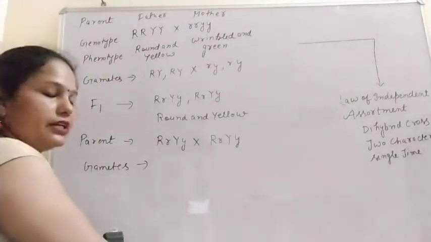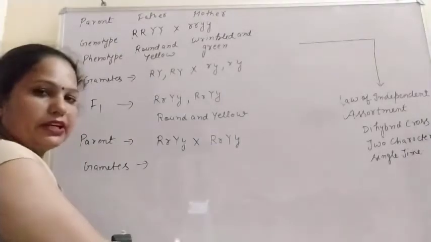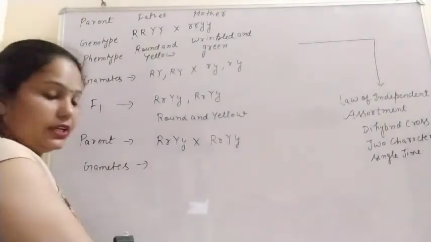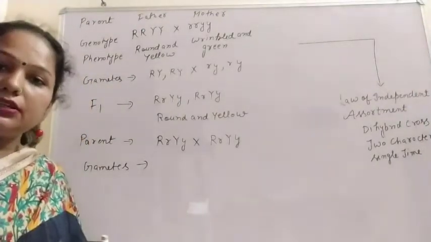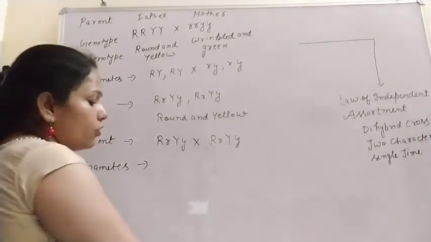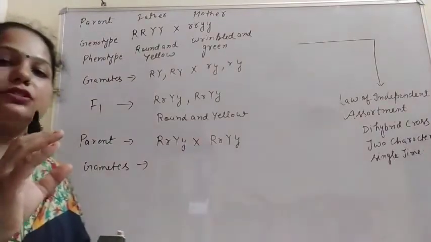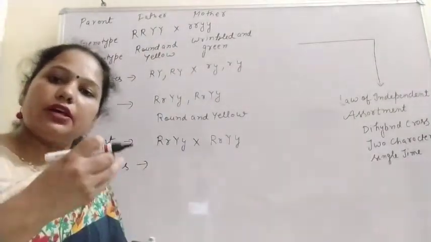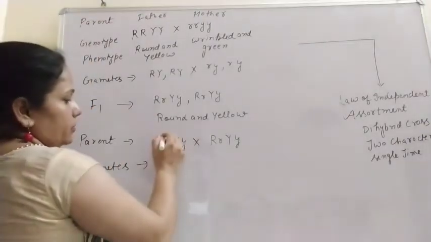Means there are 9 round and yellow, 3 round and green, 3 wrinkled yellow, and 1 only wrinkled green. So there is the possibility that any allele can come with any other allele. So how can we make the gamete?